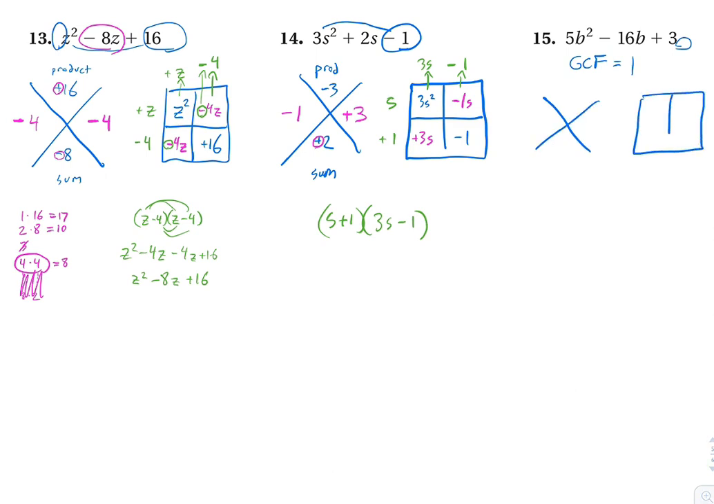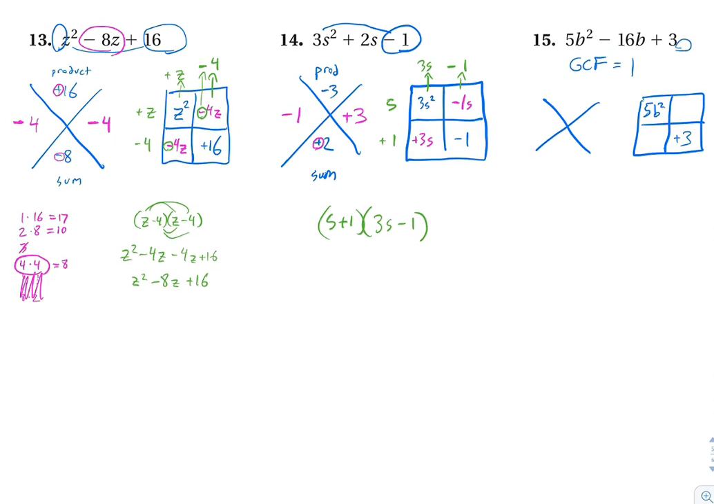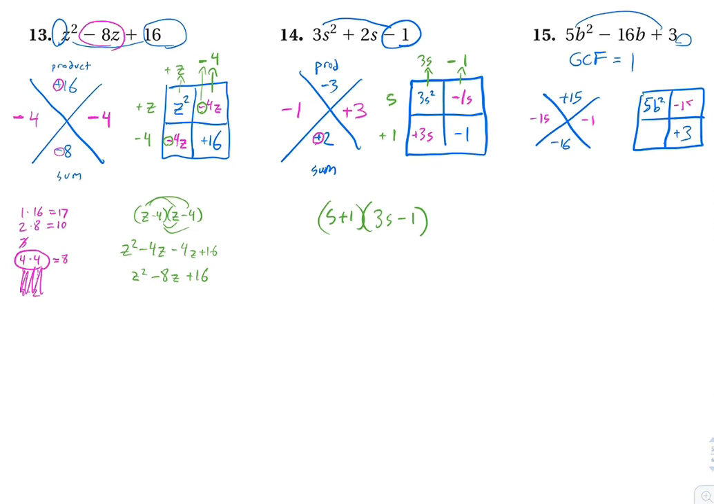I just had to check because there were numbers in front of all of them. There's a coefficient there. Okay, so first term, 5b squared. Last term, positive 3. And then the product is first times last, positive 15. And the sum is negative 16. Okay, so starting to move a little quicker. That works out to be, let's see, product is 15 and they add to negative 16, so that's negative 15 times negative 1. Okay, so that's negative 15b, negative 1b.